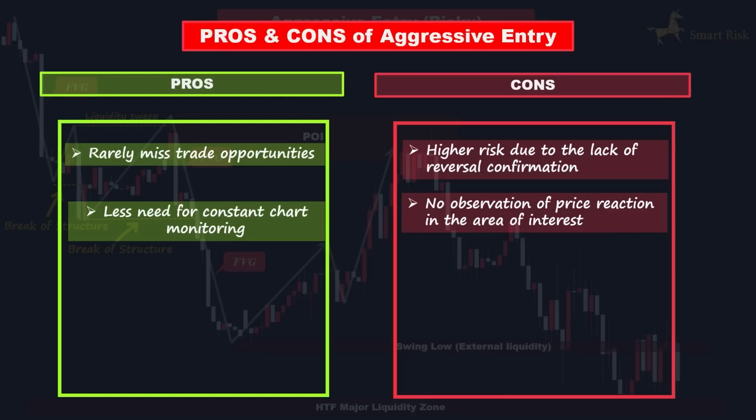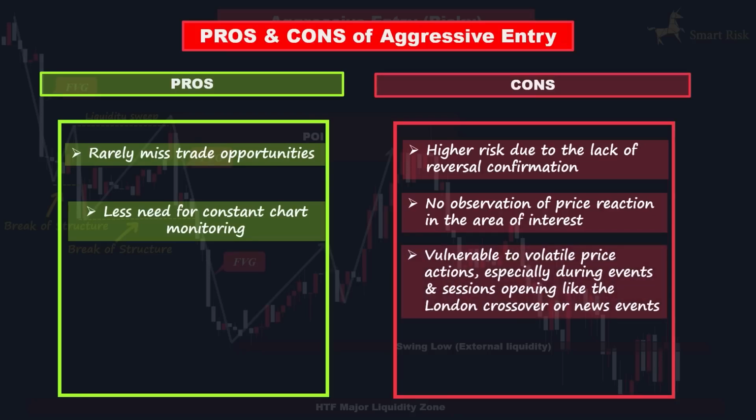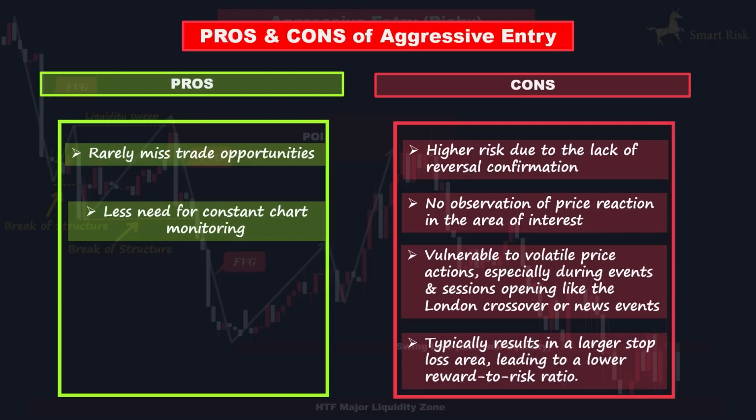For instance, consider a situation where it coincides with the London-New York crossover, and a news event caused volatile price movement. There's a high chance the price hits your stop loss, and then starts moving down. Since this entry method involves a larger stop loss area, it obviously provides a lower reward-to-risk ratio. Now let's move into the conservative entry model details.